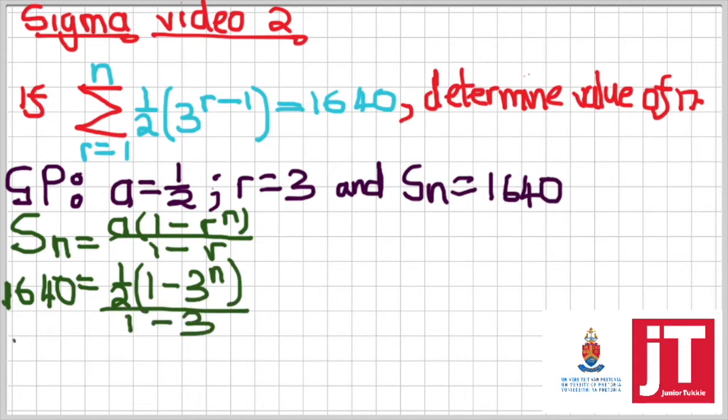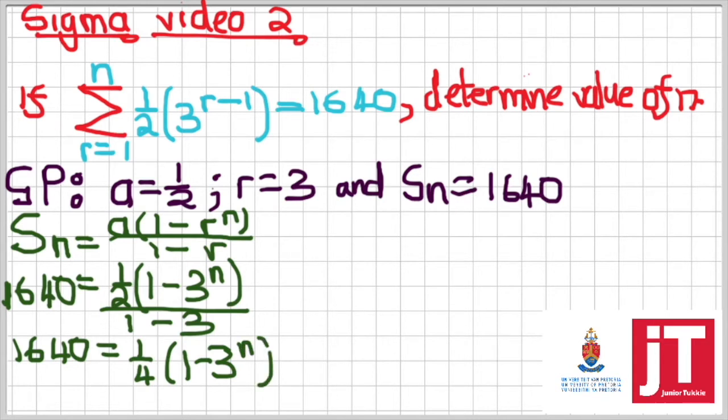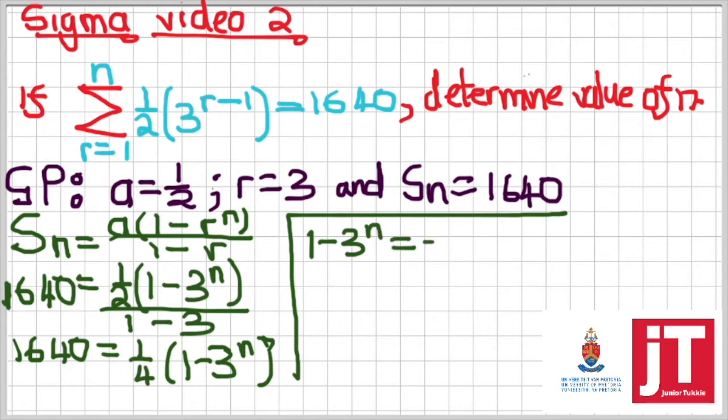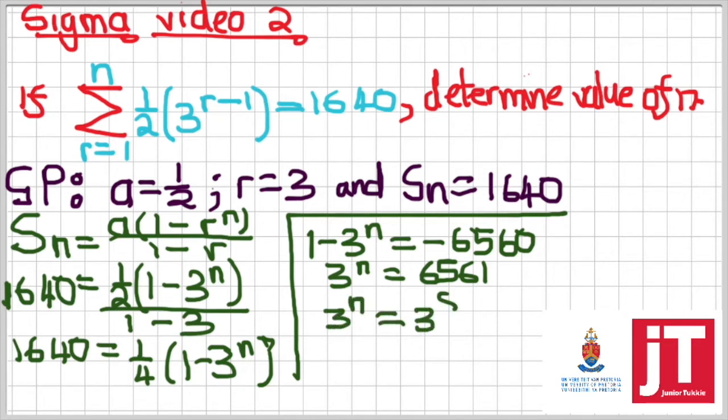Simplifying that, we get 1640 is equal to a quarter 1 minus 3 to the power n. Simplifying that, we'll take it to the other side. I'll get 1 minus 3 to the power n is equal to negative 6560. Moving the 1 across, we're going to get 6,561. Making the bases the same on both sides, we get 3 to the power n is equal to 3 to the power 8. Solving for n, we get n is equal to 8. Therefore, we are dealing with 8 terms. That's the value of n. So our n is 8.